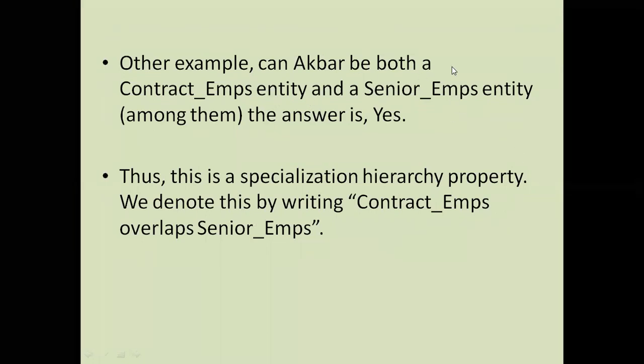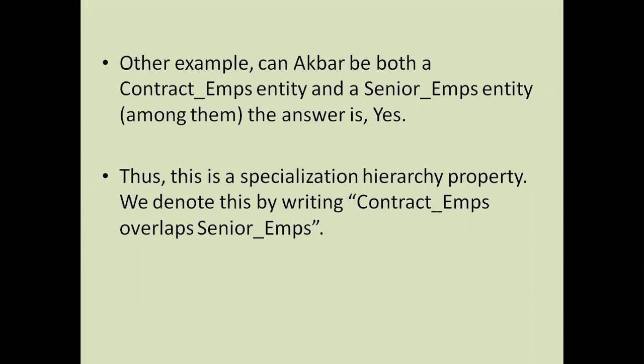So maybe there is a chance, am I right or not? At this type of situation the problem occurs. So here some types of constraints are overlapped, and we need to care about that. Thus this is the specialization hierarchy property. We denote this by writing contract employees overlaps senior employees. That means here we need to care about this type of attributes. We need to indicate another attribute, that is senior employee. So here senior employee is mixed with the contract employee, but that is not mixed with the hourly employee.